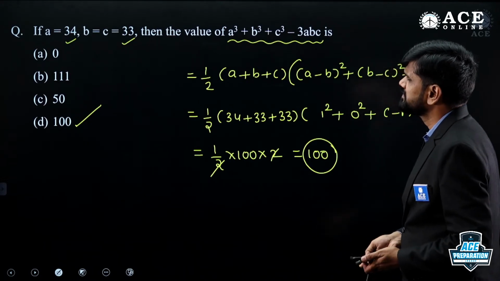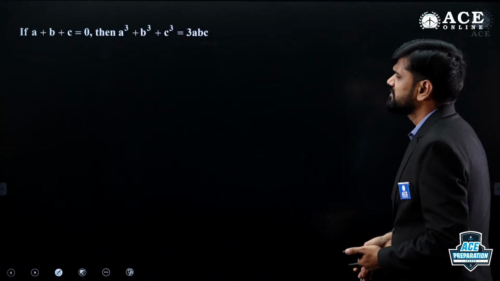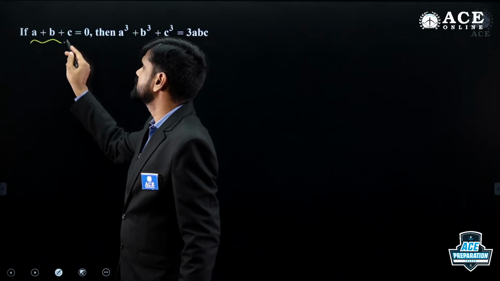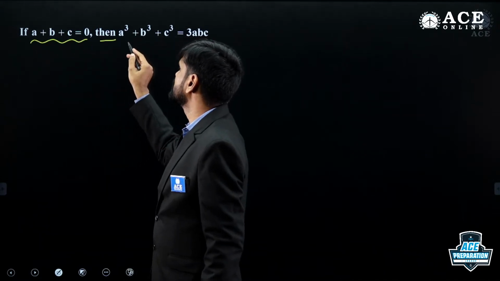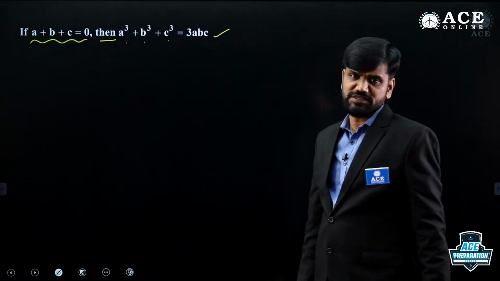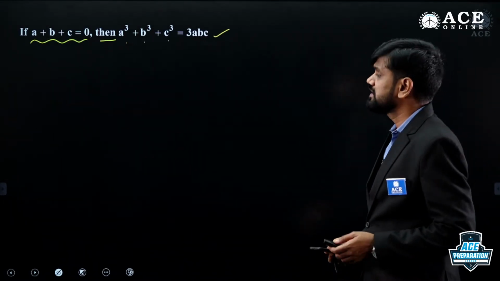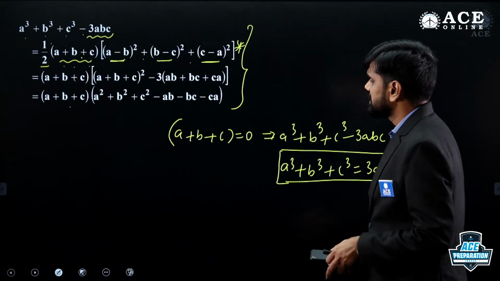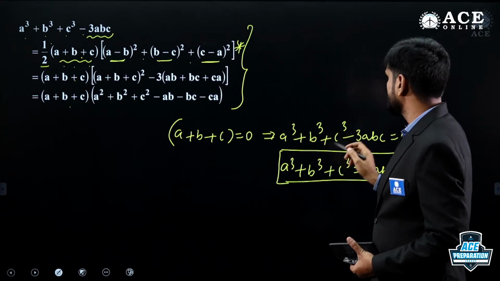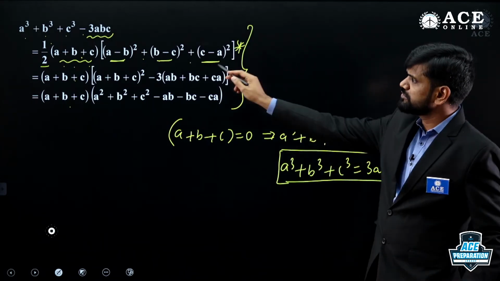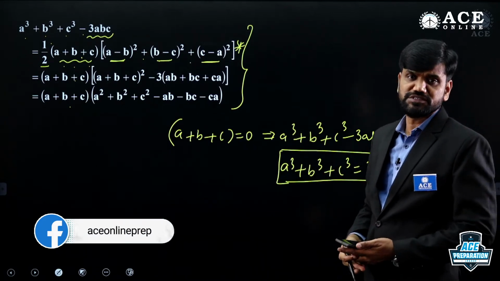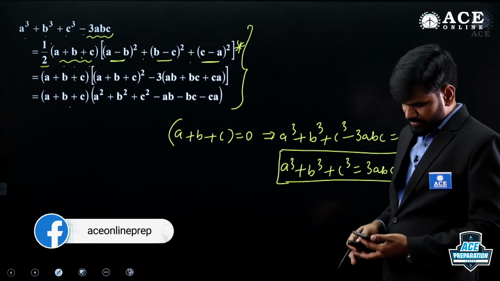Right? Next one. This I have already explained. If A plus B plus C is equal to 0, then A cube plus B cube plus C cube will be equal to 3ABC. This we learned when I was discussing that formula. If A plus B plus C equal to 0, A cube plus B cube plus C cube minus 3ABC will become equal to 0. That's why A cube plus B cube plus C cube will become equal to 3ABC.